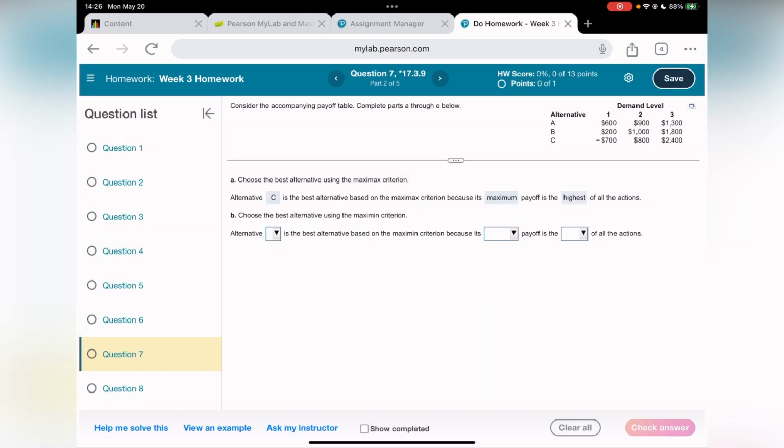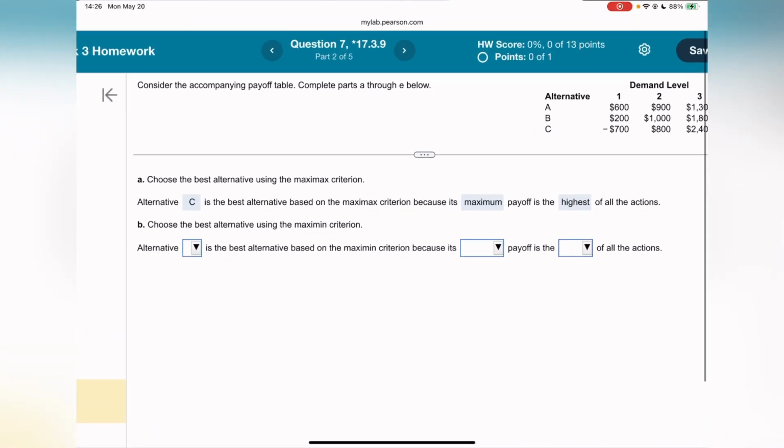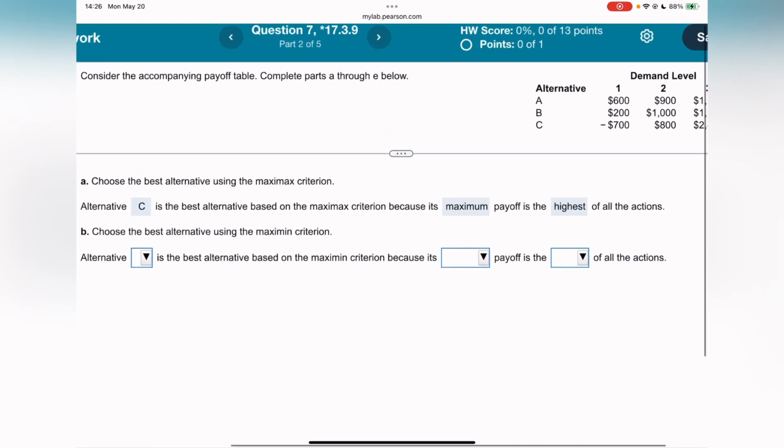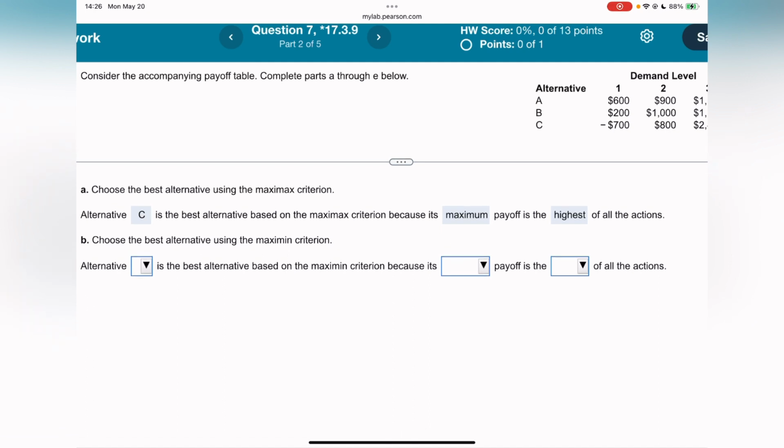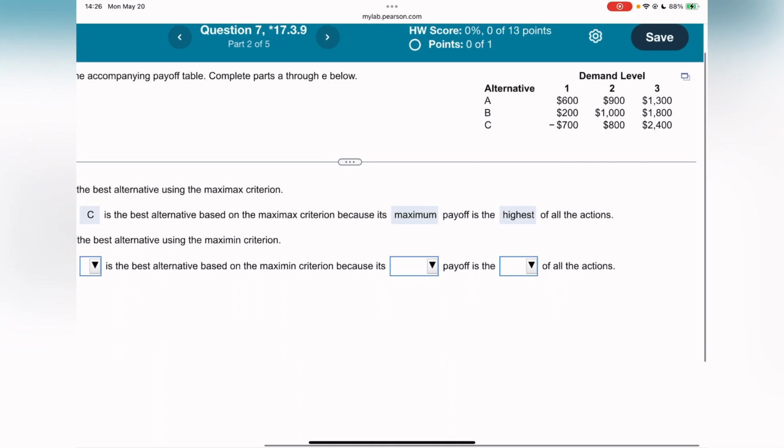Next, maximin. For maximin, we need to choose the minimum from each alternative, and among these minimums that we find, we need to choose the max one. So in this case, we have the minimums in demand level 1: A is 600, B is 200, C is negative 700, and the highest among them is A.